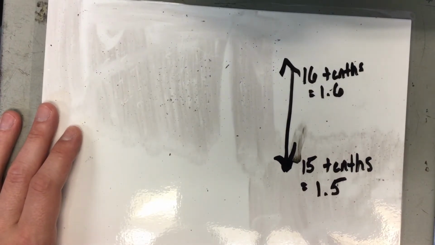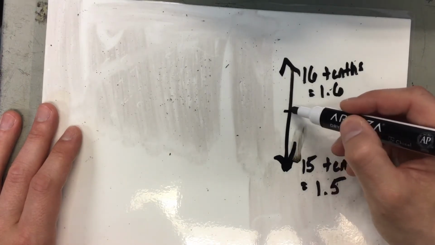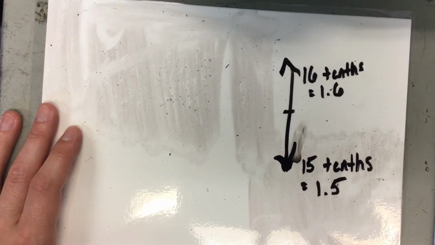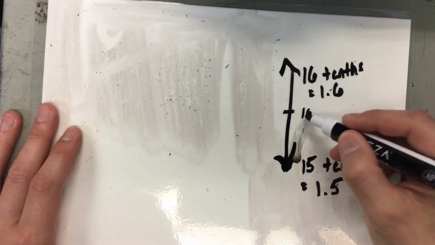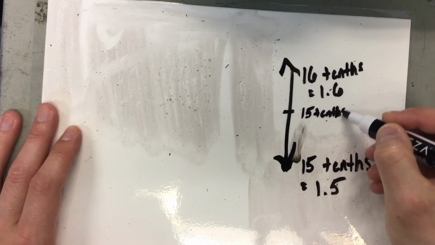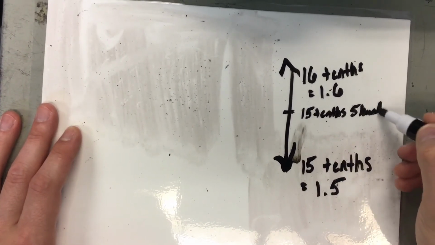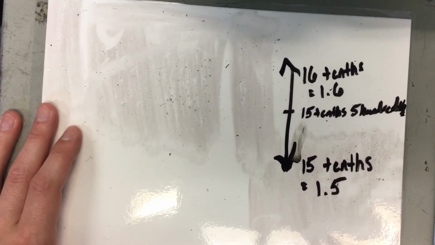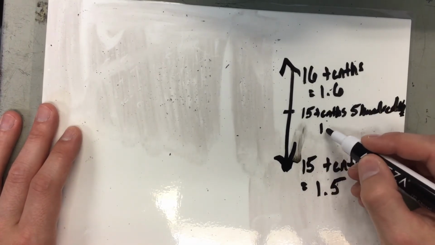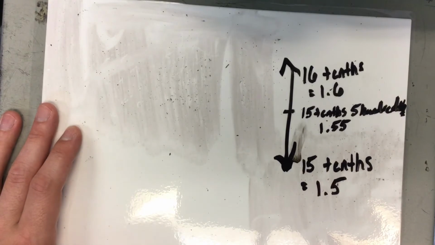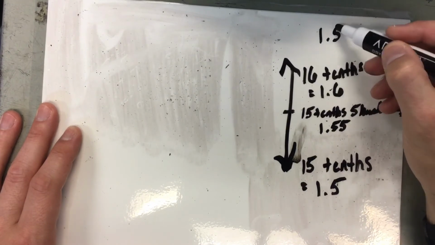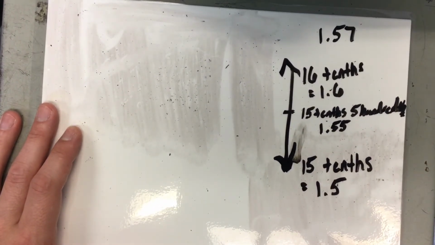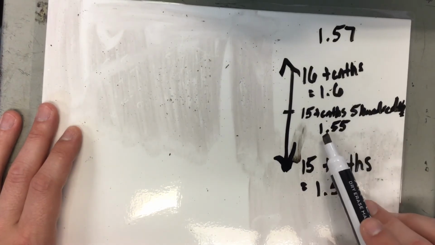So now I'm looking for my midpoint. What is exactly in the middle of 15 tenths and 16 tenths? That would be 15 tenths and 5 hundredths. So what would 15 tenths 5 hundredths look like? That would look like 1 and 55 hundredths. So now I have my number line labeled. I just need to find out where 1 and 57 hundredths lies on my number line. So I'm going to look at my midpoint, and I see that I have 15 tenths 5 hundredths, or 1.55.